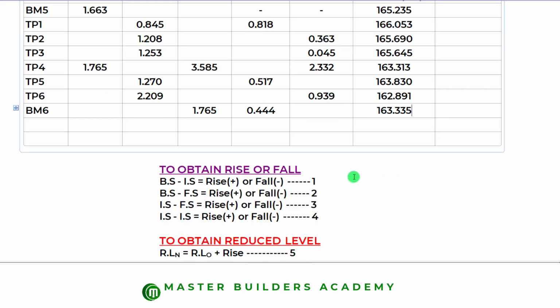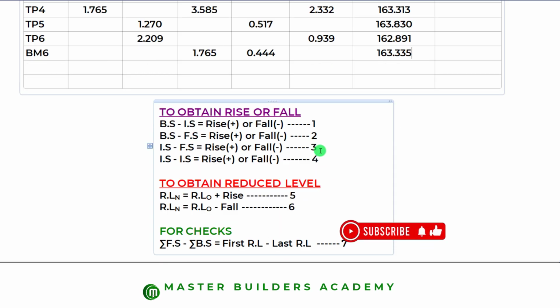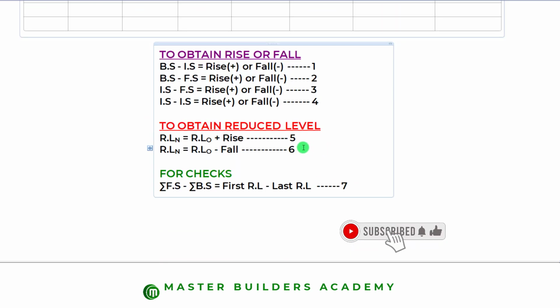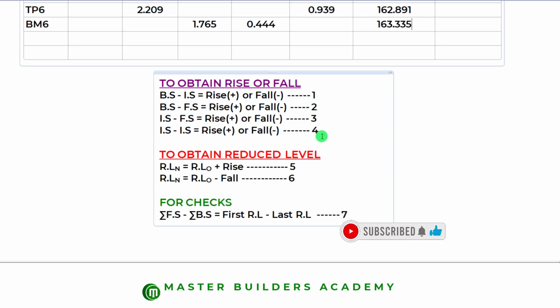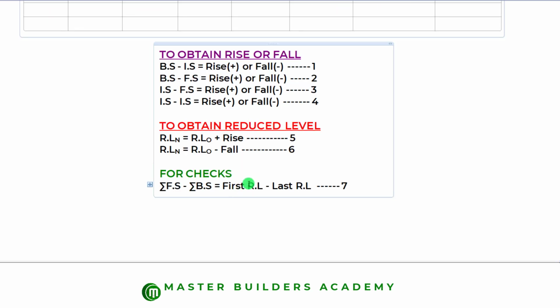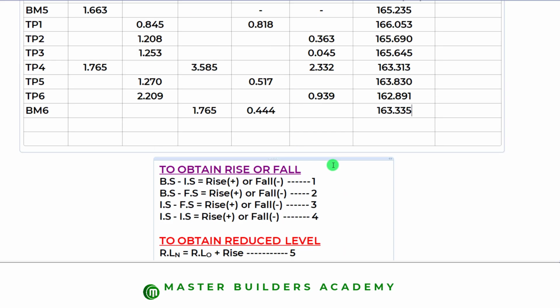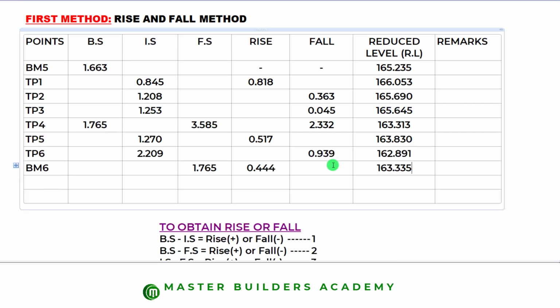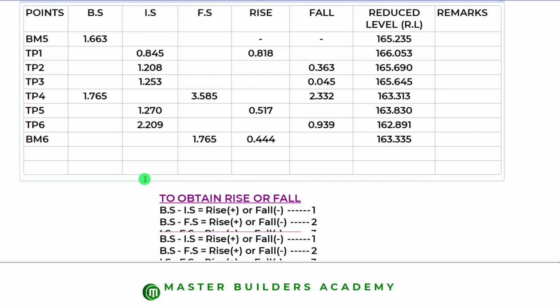Are you there? So we have successfully implemented equation 1, equation 2, equation 3, equation 4, equation 5, and equation 6. So the only equation we have not used now is equation 7. This equation 7 is just to help you check whether your iteration process is correct. So what do we do here to check for this correction? All we need to do is to first of all add up all the back sides.